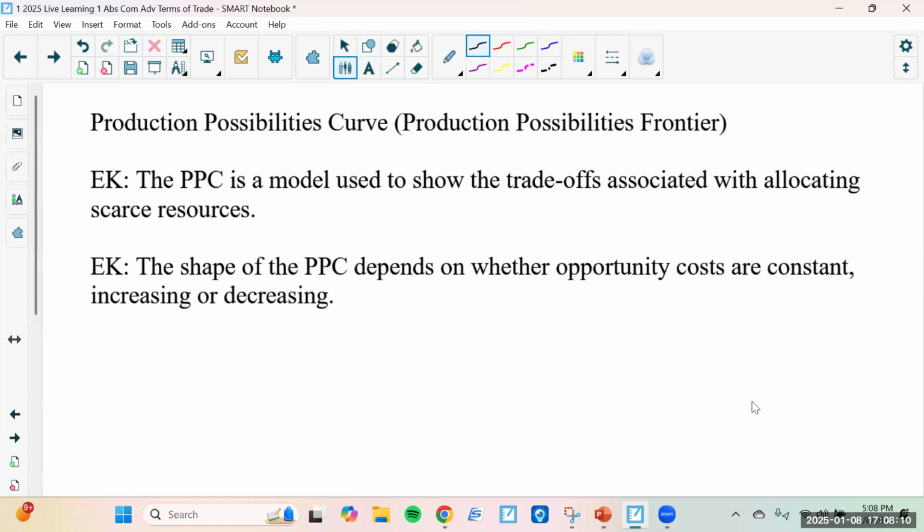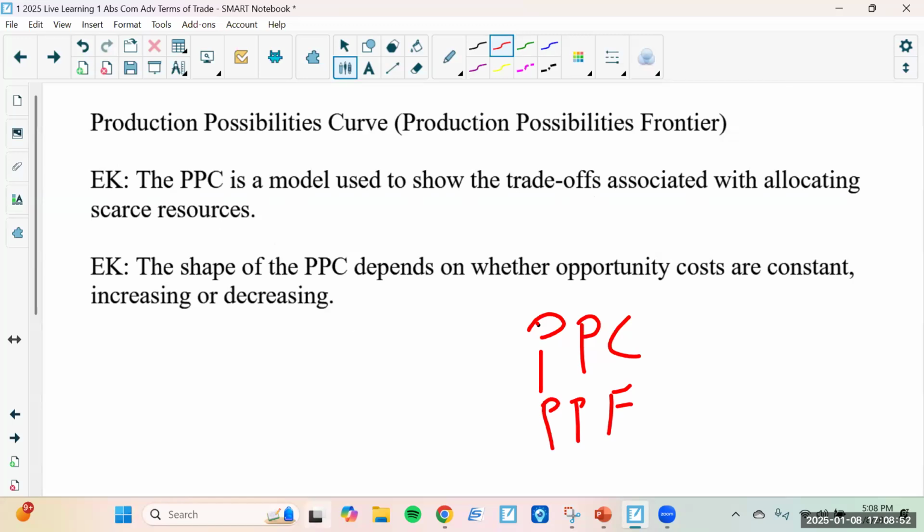All right, the next concept we're going to talk about is called the production possibilities curve, also known as the production possibilities frontier. You'll also see this abbreviated, and abbreviations in this class are acceptable provided you're not making up your own abbreviations. For example, PPC is production possibility curve. PPF is production possibility frontier. Those are both perfectly acceptable. In fact, the essential knowledge that you have to know actually says the PPC, production possibility curve, is a model used to show trade-offs associated with allocating scarce resources.